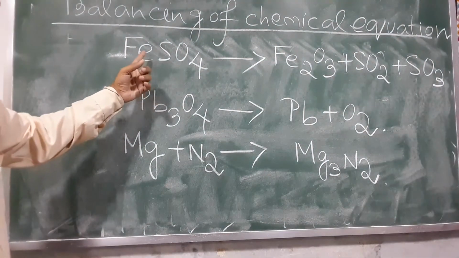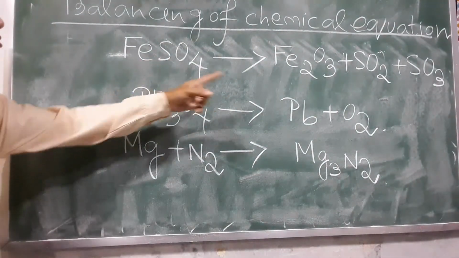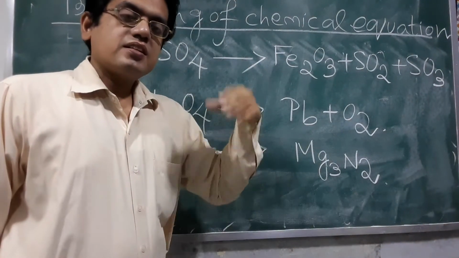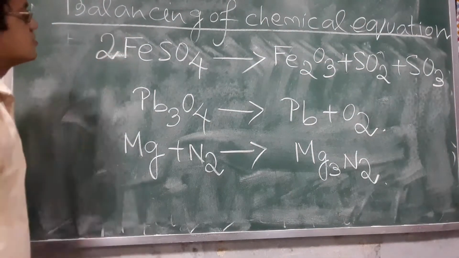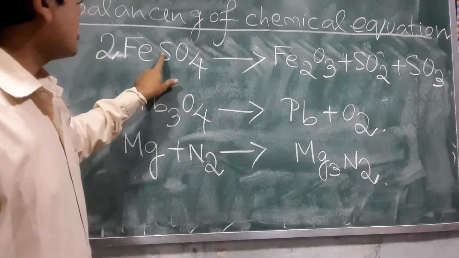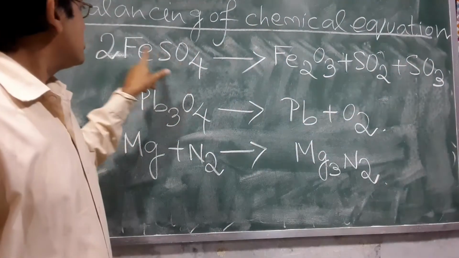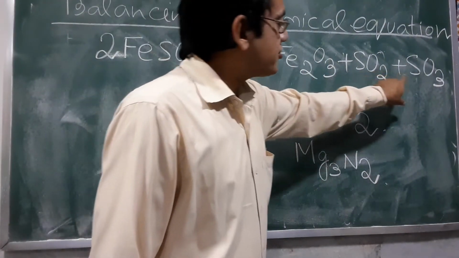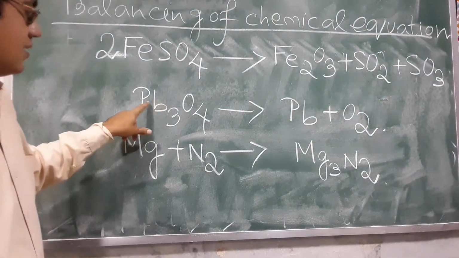See students, iron 1, iron 2 over here. So here is more, here is less. Whichever side it is less, we will put over there. See, start from the beginning. Iron 2, iron 2. Sulfur 2, sulfur 2. Oxygen 2 into 4, 8. Oxygen 3 plus 2, 5 plus 3, 8. So balanced.